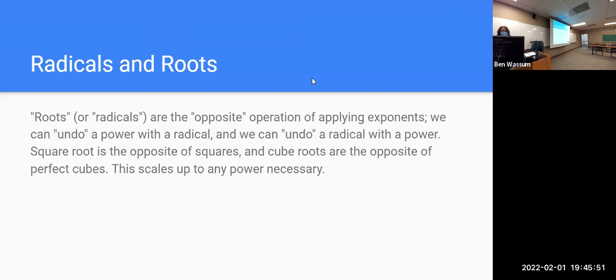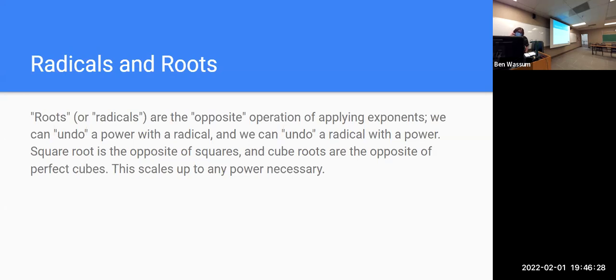So, radicals and roots. Roots or radicals, I guess I should actually edit this a little bit. It's not quite the same thing. The symbol is called a radical. They are the opposite operation of applying exponents. That's the reason we're learning them at the same time. So we can undo a power with a radical, and we can undo a radical with a power. Square root is the opposite of squares. Cube roots are the opposite of perfect cubes. This scales up to any power necessary.